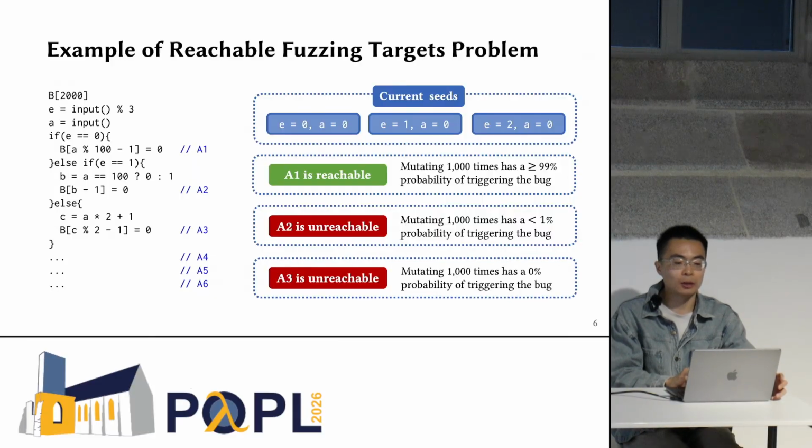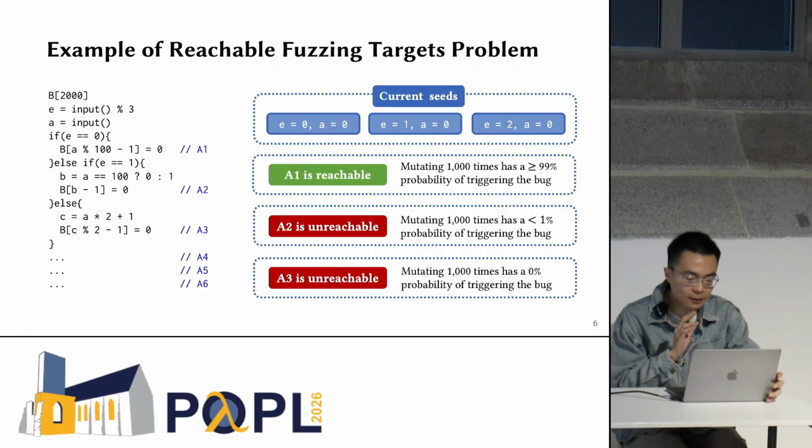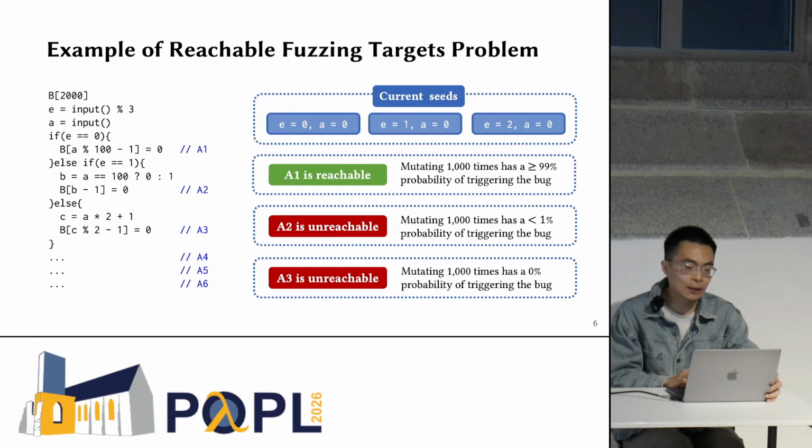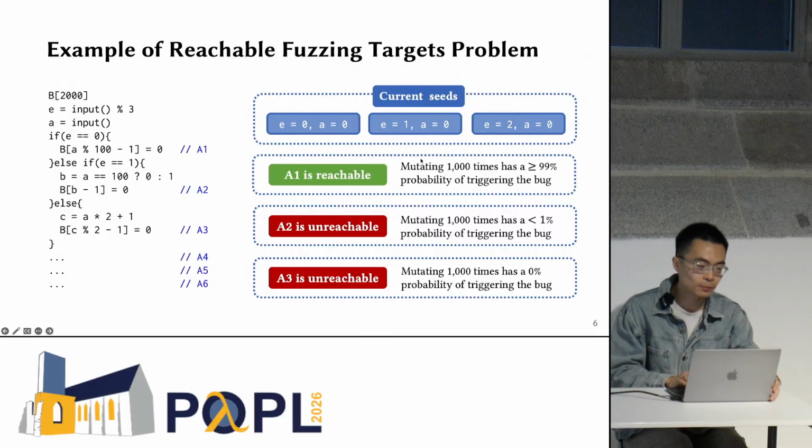A2 is not a reachable target because the probability of triggering the bug within 1,000 mutations is below 1%. A3 is also not a reachable target because the bug can never be triggered, regardless of how we mutate the seeds. Thus, we successfully reduce the problem to predicting for each target whether it is reachable. By prioritizing those targets that are reachable, we can effectively address the limitations of existing LTGF and improve its efficiency.